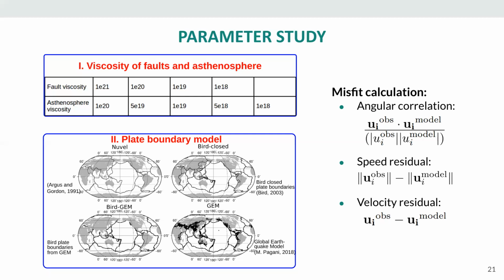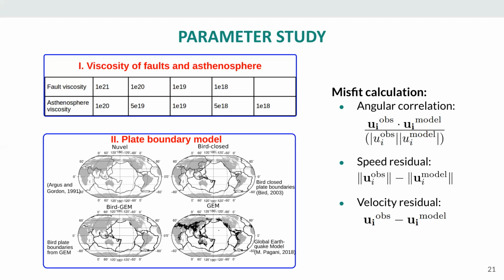So a value of 1 would imply perfect fit to the observations, and the value of -1 would imply a negative fit, like the vector is pointing in this direction, but the model value is pointing in the opposite direction. And then we also compute the residual for just the speeds of the plates. So without including any directional fit, if the speed of the velocity matches the speed of the GPS data, we use this residual to quantify that. And then we also compute the velocity residual, which includes both direction and speed fit.